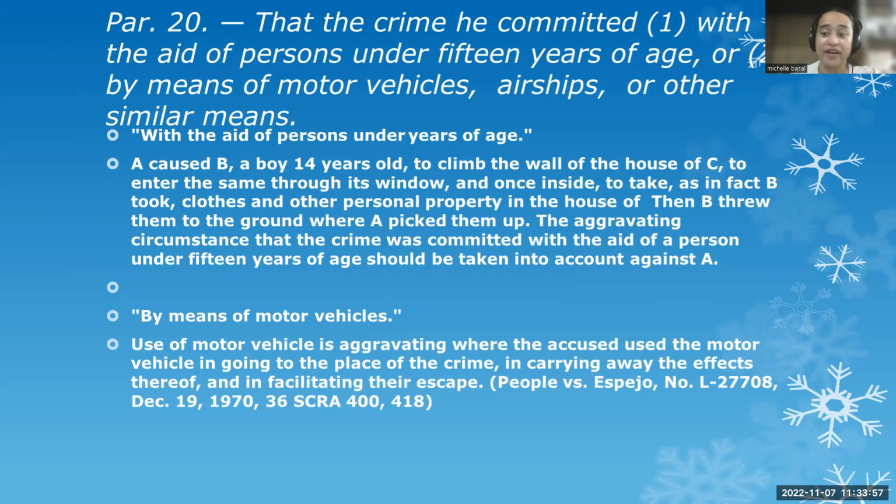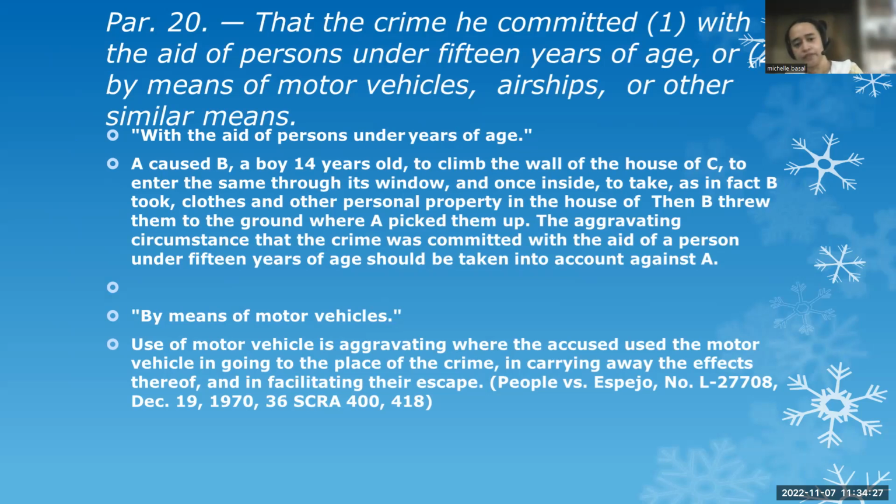Going back to our exempting circumstance, those who can be held liable below 18 are only those above 15 and who have acted with discernment. But here, B is still 14 years old, so he is exempt from criminal liability. But A could be held liable for qualified theft with the aggravating circumstance of the aid of persons under 15 years of age.